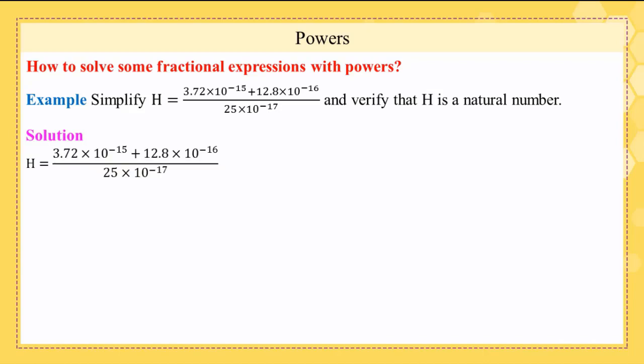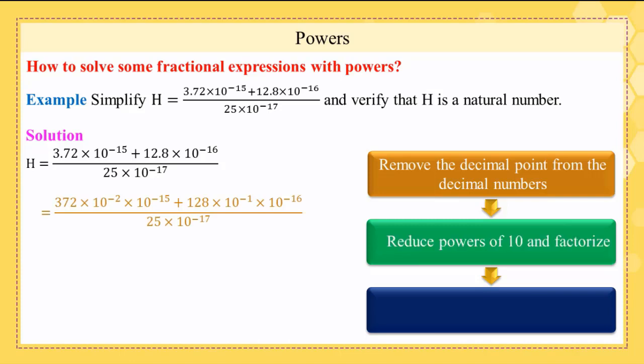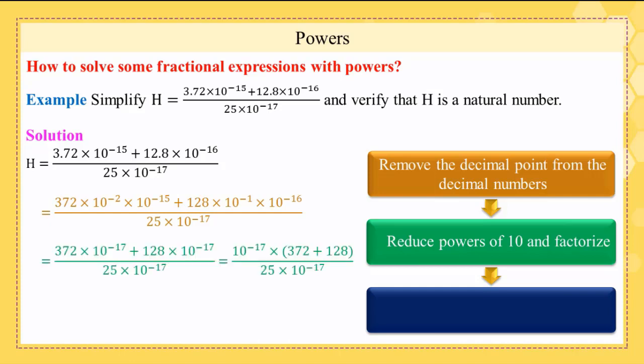How we simplify h, we will discuss it. First step, remove the decimal points from the decimal numbers. We work it the same as before. Second step, reduce powers of 10 and factorize. Now we work on the powers of 10. 10 power minus 2 times 10 power minus 15 is 10 power minus 17. Also, 10 power minus 1 times 10 power minus 16 is 10 to the power minus 17.